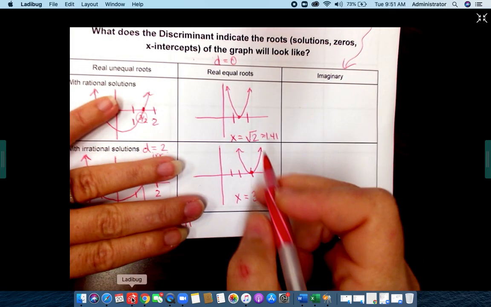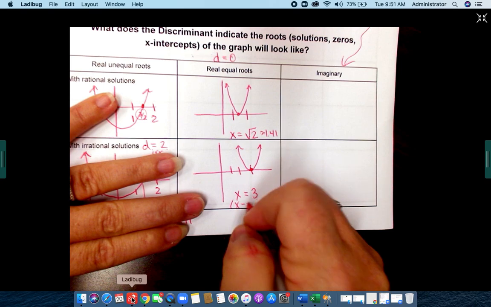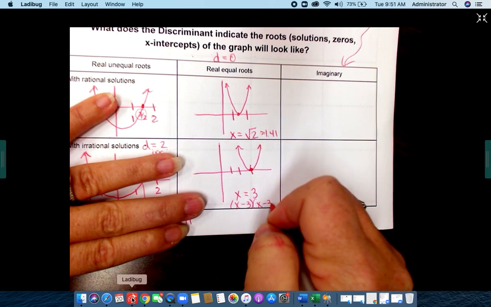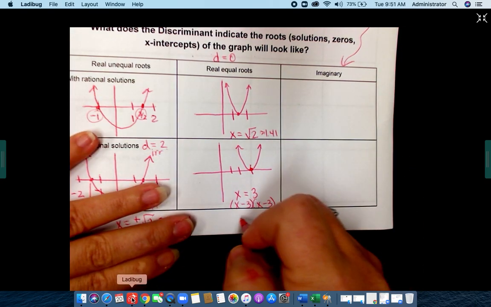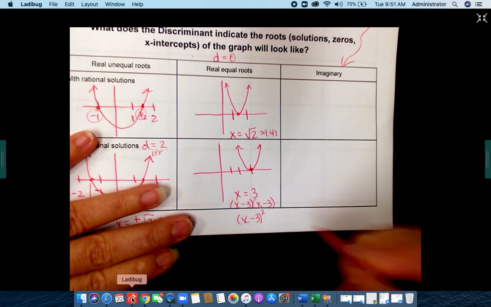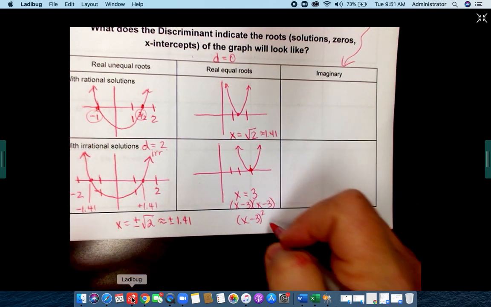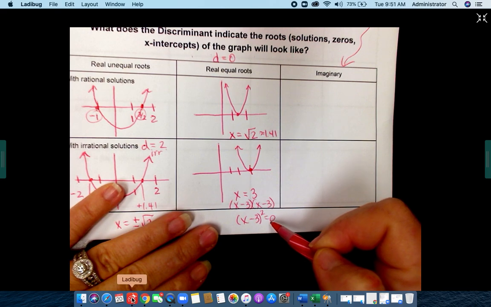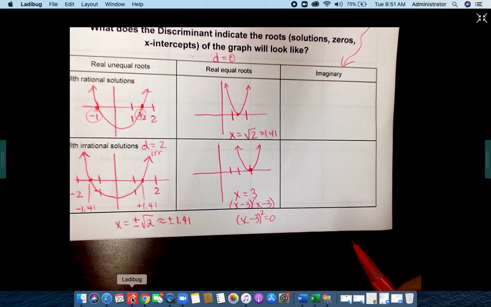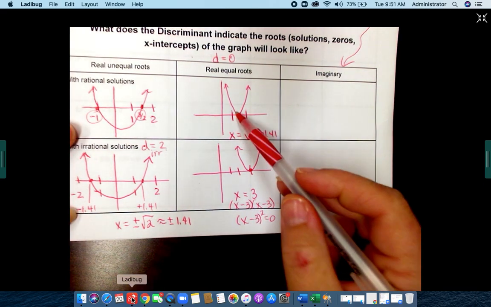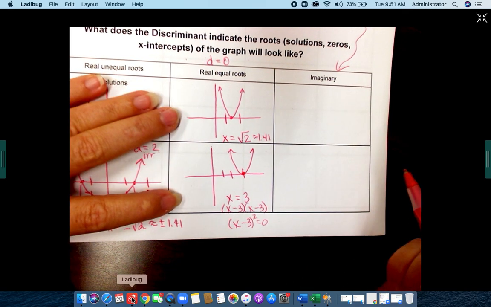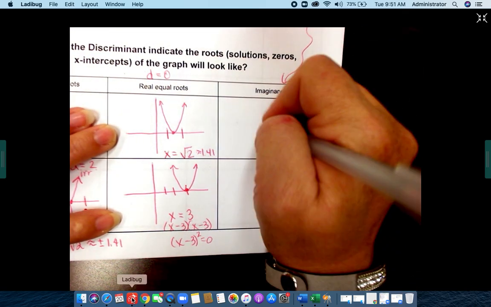but technically it means I have 2 solutions. I have 3 twice. And the reason why is because if this was factorable, it would be x minus 3 and x minus 3. Just a FYI, which is x minus 3 quantity squared. So anyway, if I were solving that, then I would get 2 solutions of 3, right? So real and equal. And then I could have imaginary.